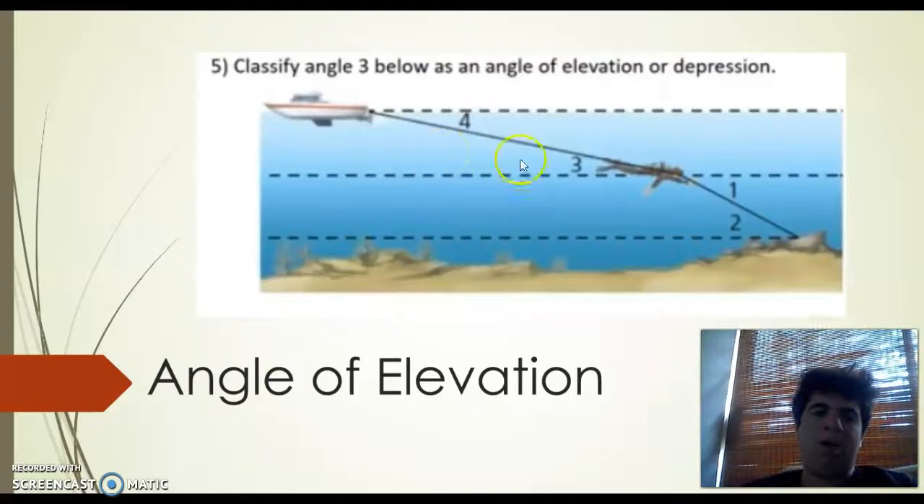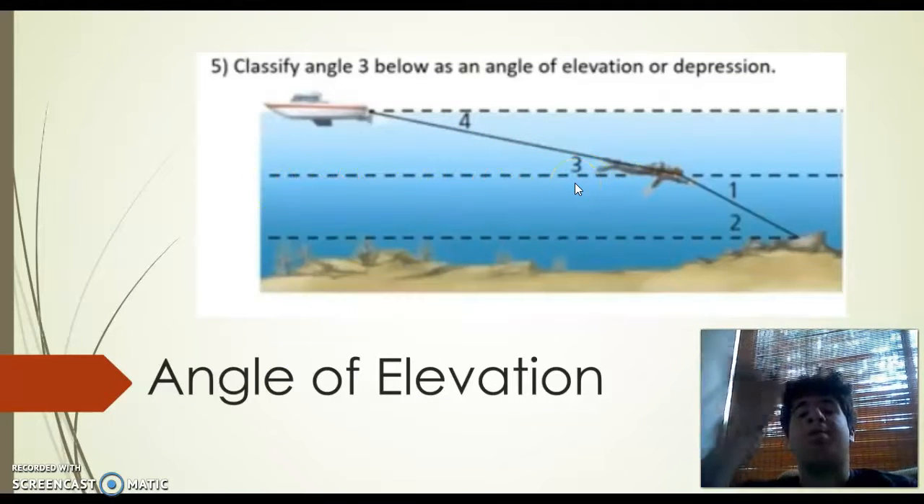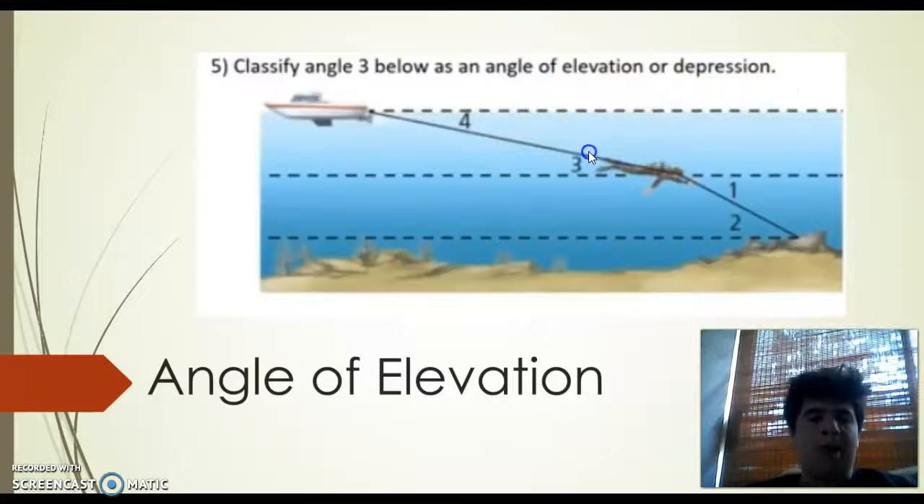Number 5, angle 3 would be an angle of elevation. Because here, straightforward for eyesight, then if you look up, then it would be an angle of elevation. Because up, that would be an angle of elevation. Down would be an angle of depression. Would not be an angle of elevation.